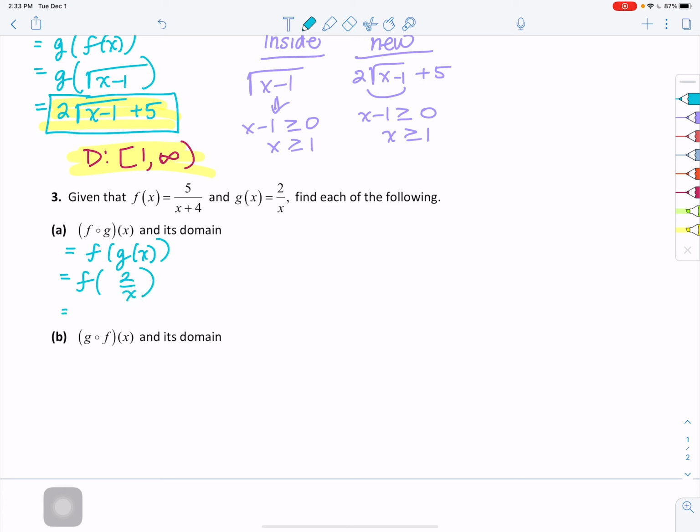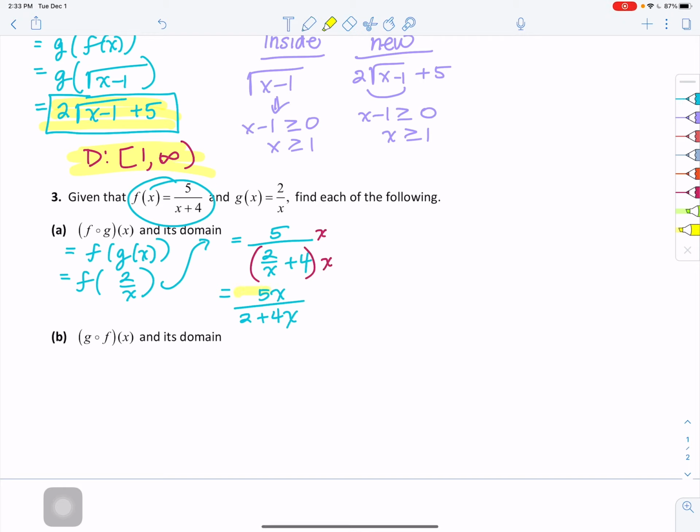Now we're going to go to the f function, and maybe I'll do it on this next line over here. We're going to go to the f function, which is right here. And everywhere there's an x, we're going to put 2 over x. Okay? So that's going to be equal to 5 over 2 over x plus 4. Now, we do have to clear this complex fraction, so I'm going to multiply the numerator and denominator by x, and that will clear it for us. So we end up with 5x over 2 plus 4x, and that is our new function.